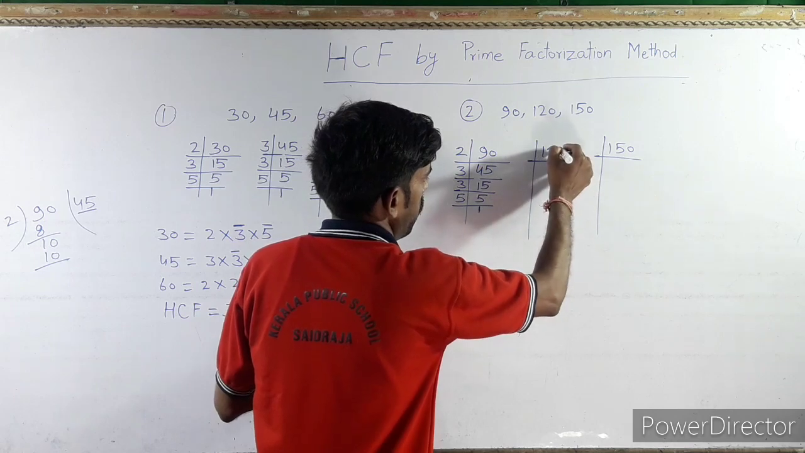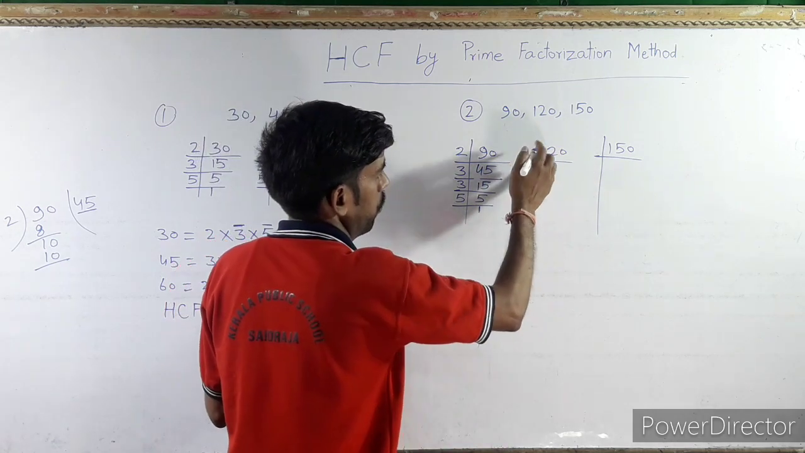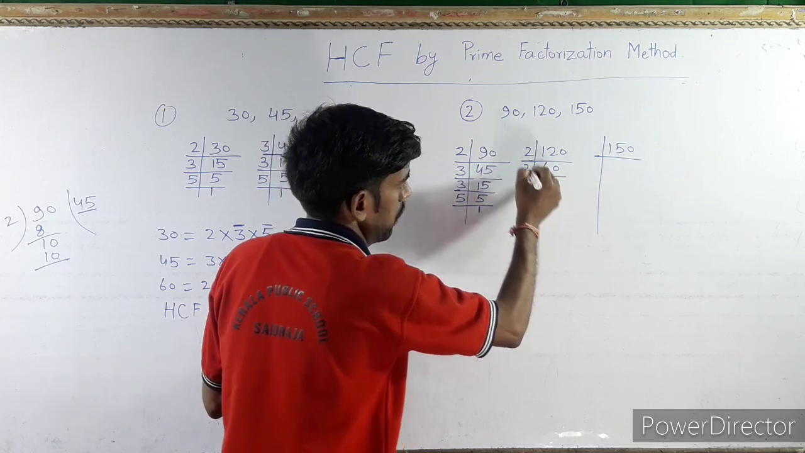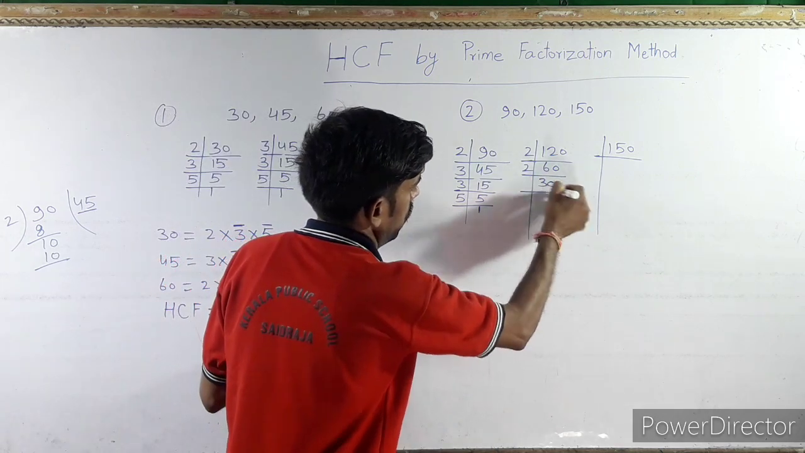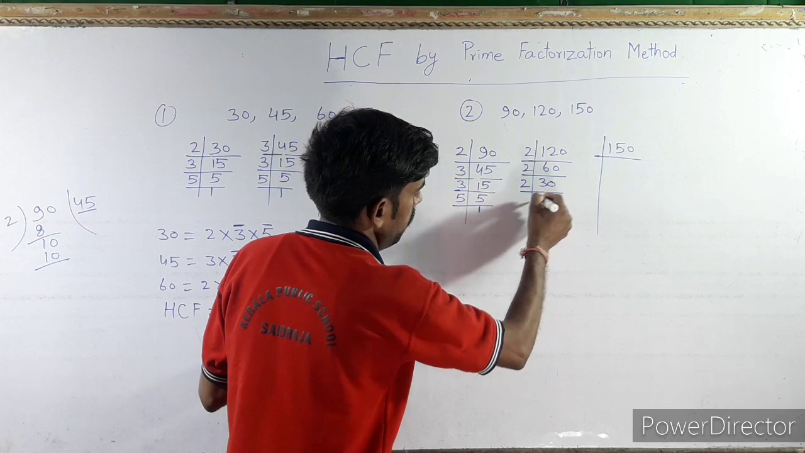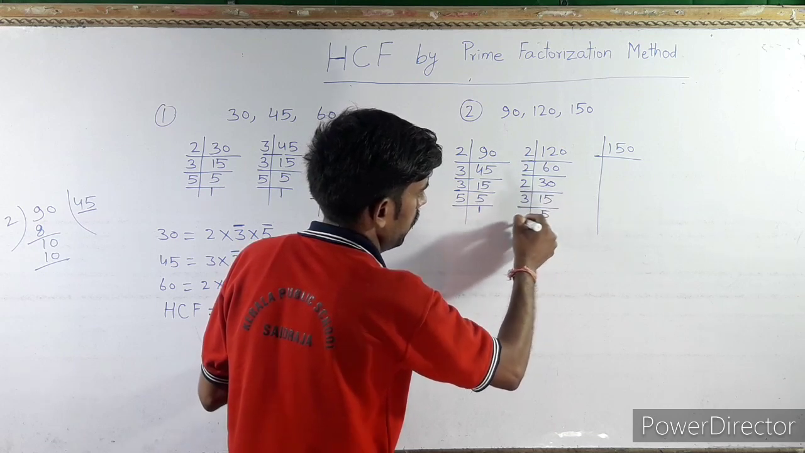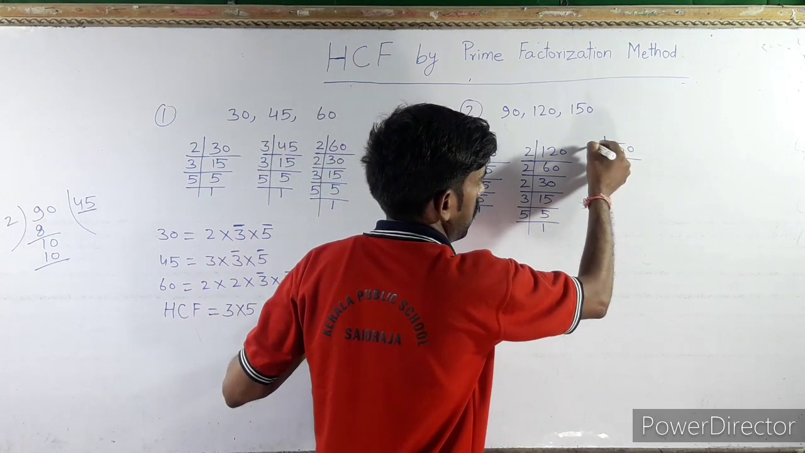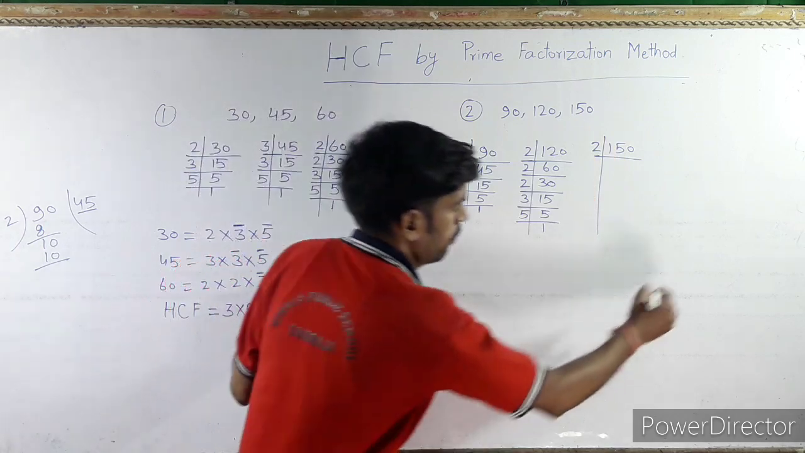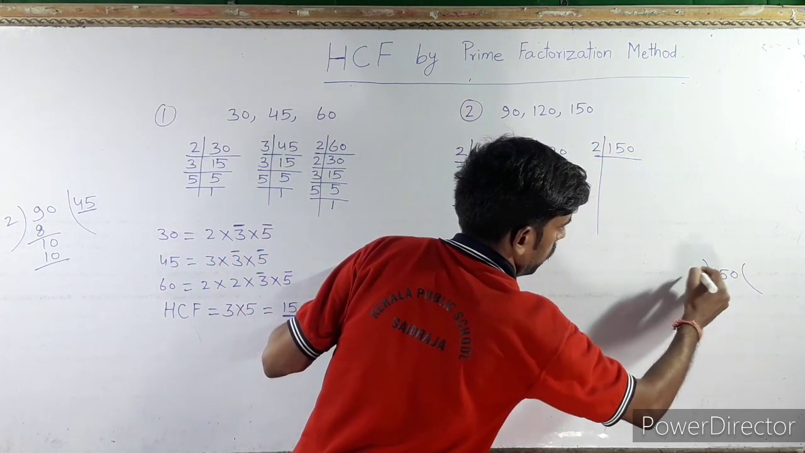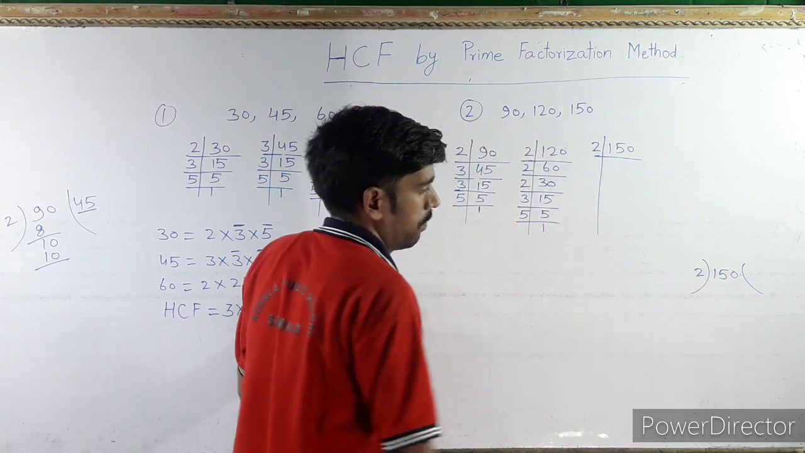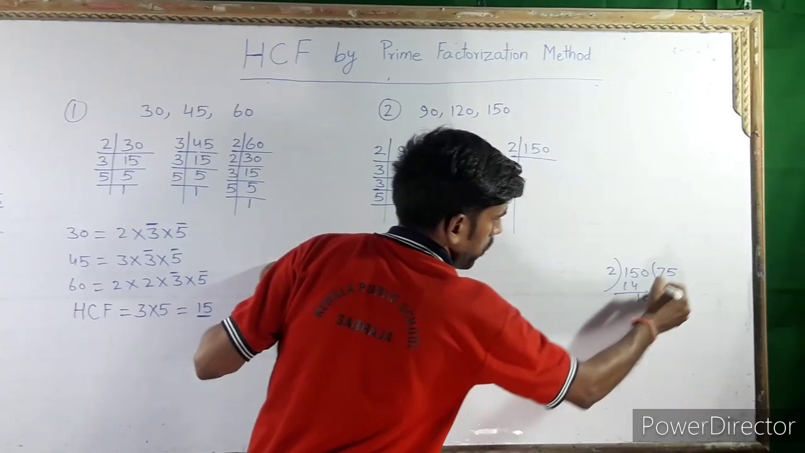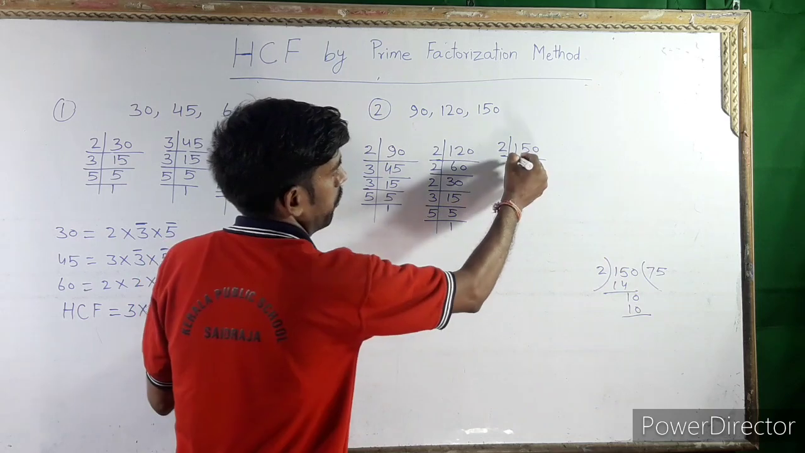Now 120 is also divisible by 2 because its ones place digit is 0. 2 sixes are 12, 0. Once again take 2. 2 threes are 6 and 0. 2, 15 times. 3 fives are 15 and 5. Now 150 is also divisible by 2. 2 sevens are 14, 10, 2 fives are 10. 75 times.